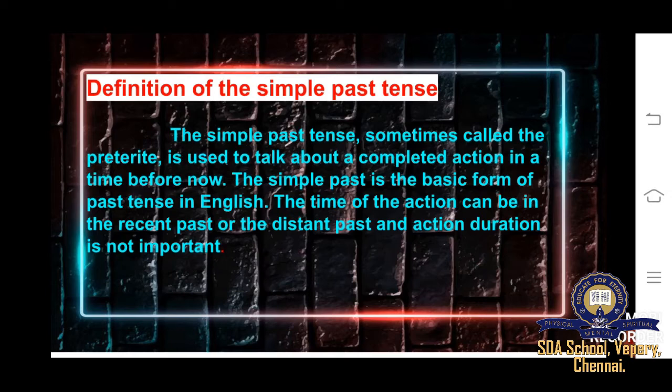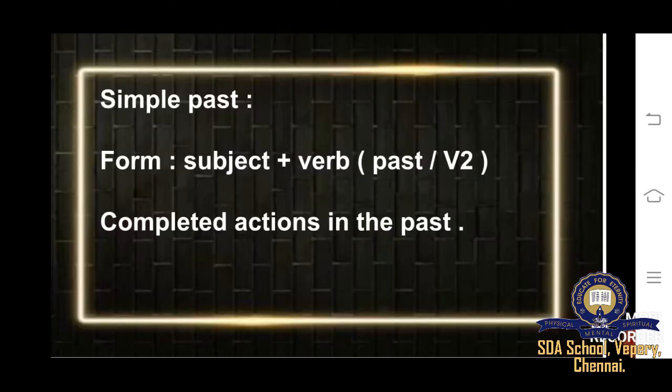The time of the action can be in the recent past or the distant past, and action duration is not important. We make the simple past tense with the subject and a verb in the past or the V2 form. So the form is subject plus verb, past or V2 form. Completed actions in the past. This tense is used to talk about completed actions in the past.